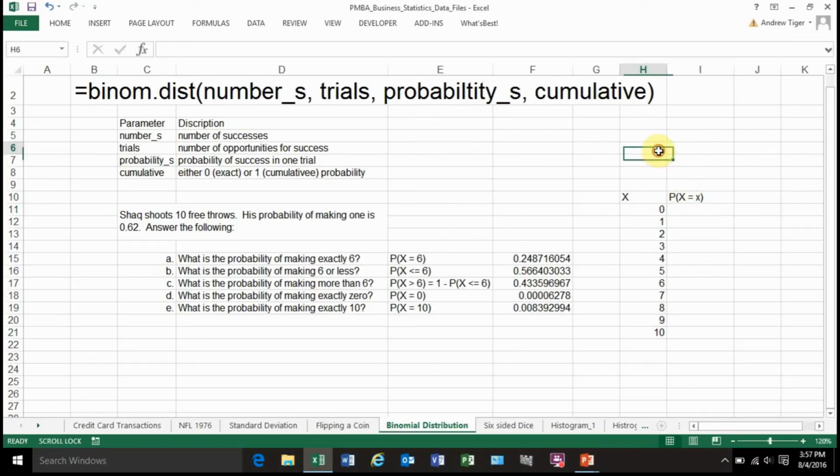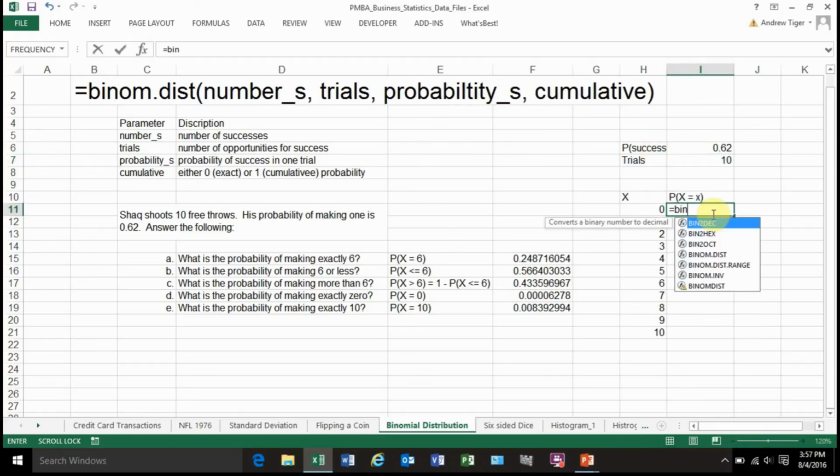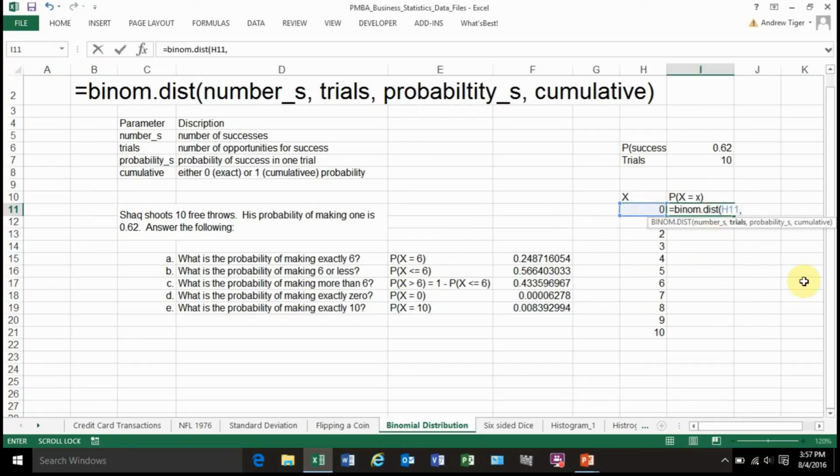Now, I'm going to add some arguments up here. This is probability of success is 0.62. These are going to be my trials, 10. And given that, I'm going to write binom.dist. Probability of this many successes out of these trials. This is my probability, and I'm going to find exact probabilities. Now these last two arguments, I'm going to put dollar signs around it because I'm going to copy this down and I want to hard code those cell references.